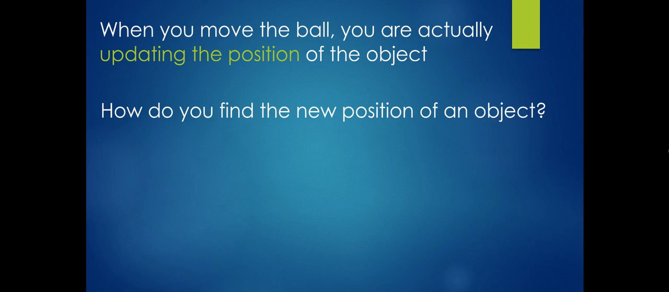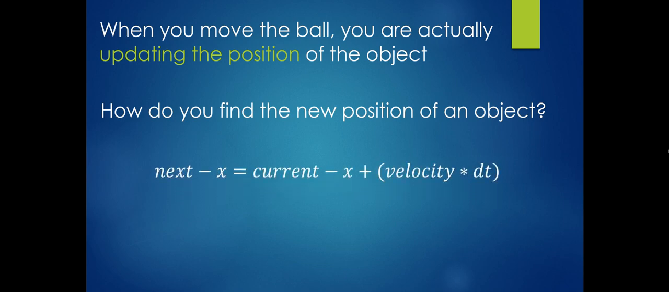All right, now when you move the ball, you are actually updating the position of the object. How do you find the new position of the object? We've kind of talked about this when we talked about our buggy lab. So the next x, the next position, equals the current position plus your change in position, right? And your change in position, like we looked with our velocity time graphs, is our velocity times the time. So what we need to know where to put our ball next is where we are right now plus our change.